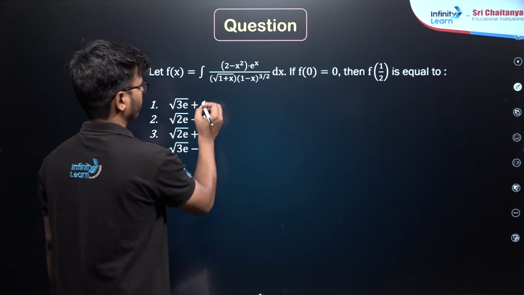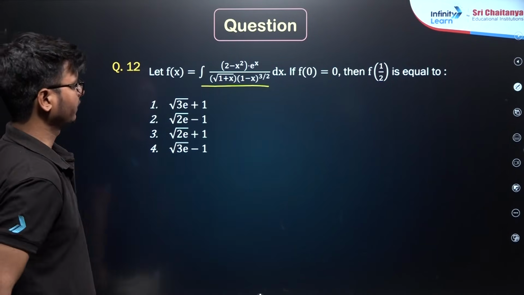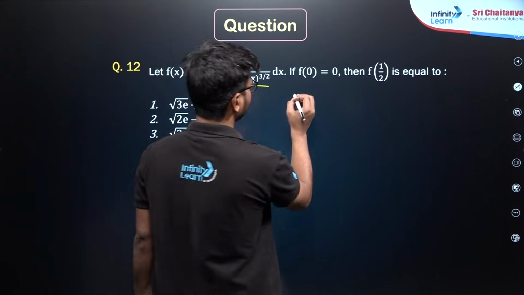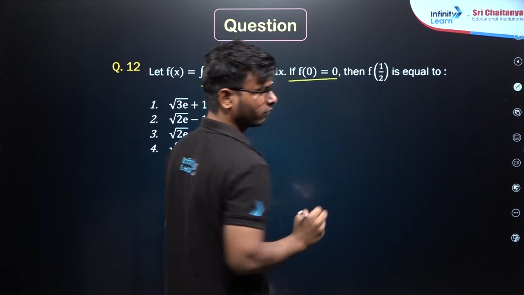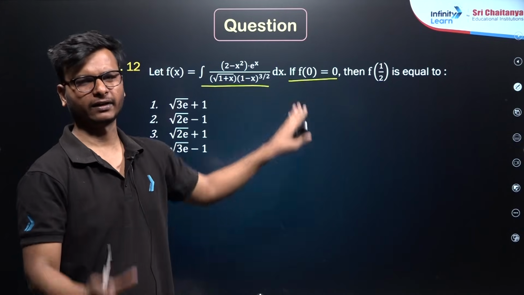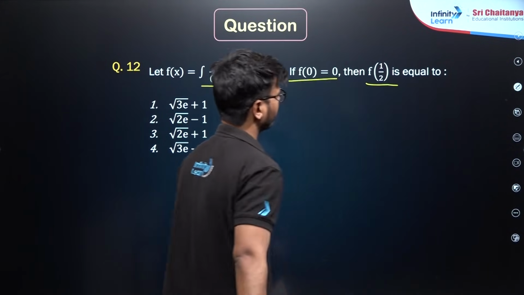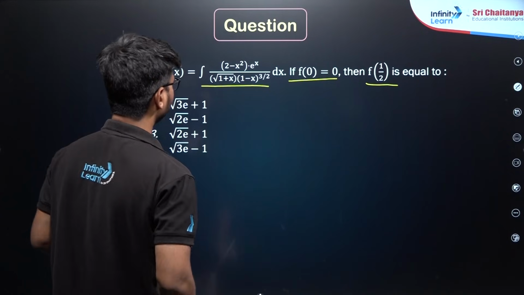Let's read the question. We are given a function and we have to get the function by integrating the integral. One condition is given that f of 0 equals 0. We know that this condition is basically used to find the constant after the integration, correct? And at the end we have to find the value of f of 1 by 2, correct? So first of all, let's solve this integration.